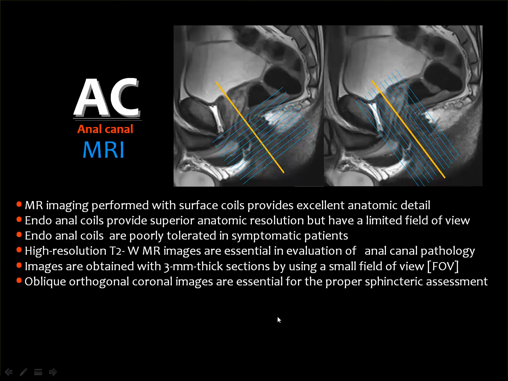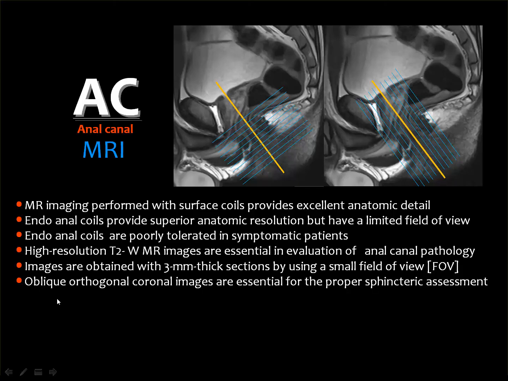Then the best pulse sequence for evaluation of this particular area is the high resolution T2 weighted images, obtained in the three directional planes: axial, sagittal, and coronal. Whenever you obtain the sagittal image, you align your axial and coronal images along the axis of the anal canal. This is known as orthogonal axial and coronal imaging. If you go perpendicular to the axis of the anal canal, you get axial oblique, which is one of the important pulse sequences for evaluation of the anal fistula. If you go parallel to the axis of the anal canal, then you have coronal oblique imaging.